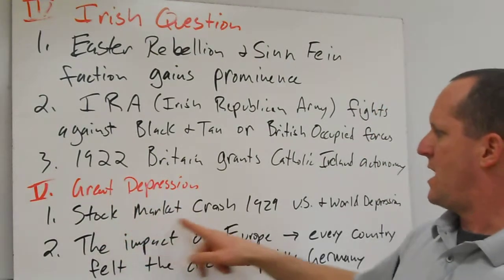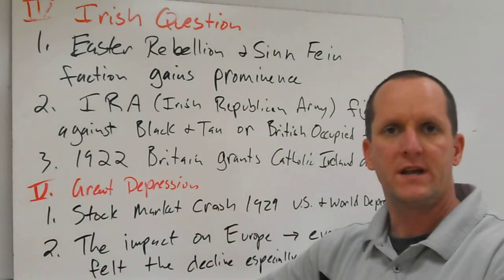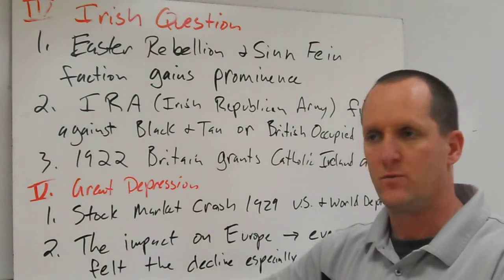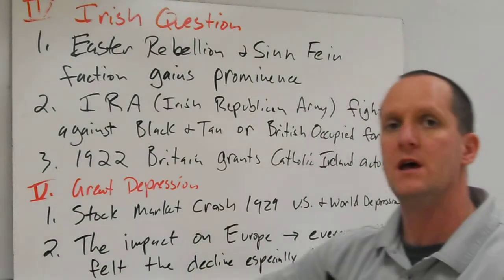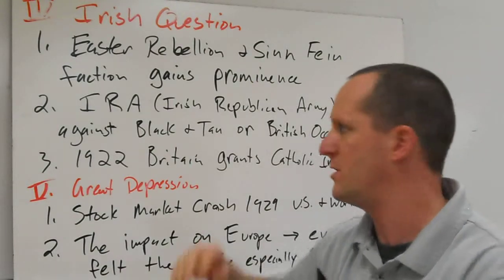Now, the Great Depression, the stock market crash in 1929 affected the United States, but it also affected countries worldwide. The impact on Europe, every country felt the decline, especially Germany. Germany was especially hard hit during this time.